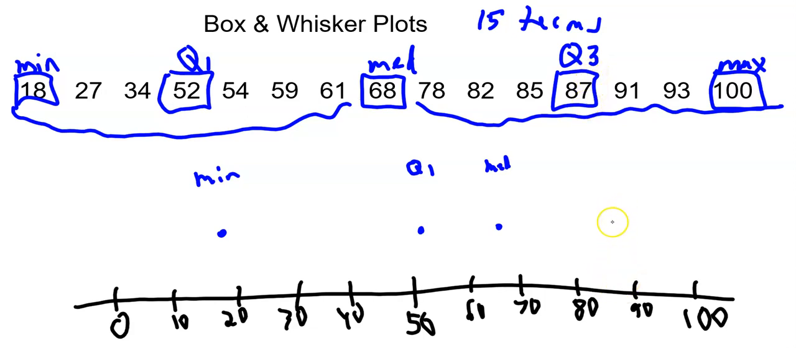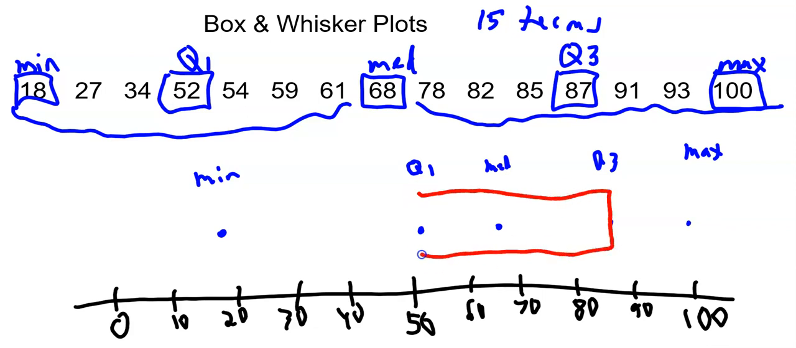87 is right about here. That's Q3. And 100 is right there, and that's the max. And so we're going to draw now a box that goes from Q1 to Q3, goes through those points. We put a line in the middle.